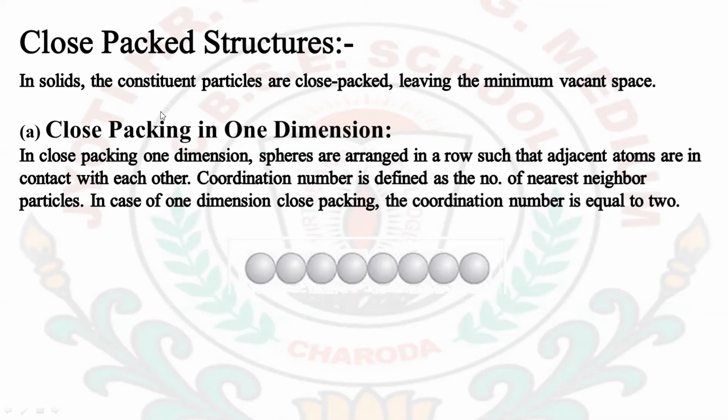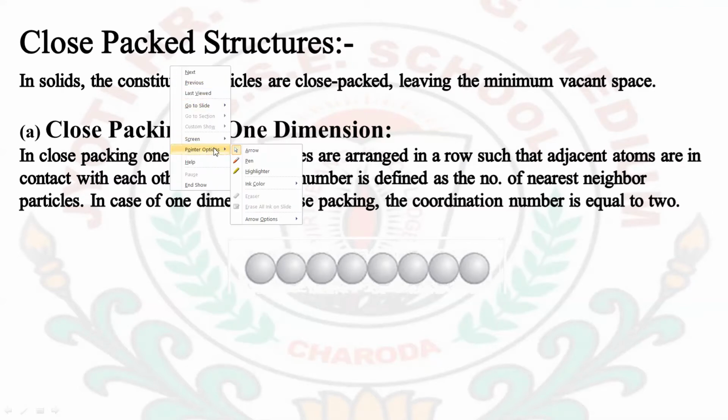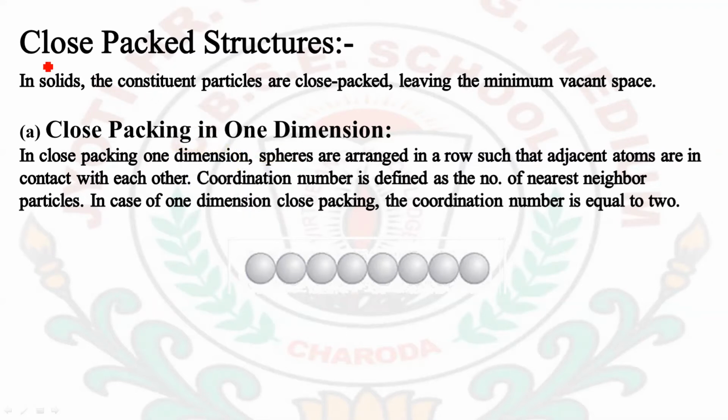Let's start with the close packed structure. What is close packing? We are going to study the close packed structure for crystals or solids. In solids, the constituent particles are close packed, leaving the minimum vacant space. The close packing is done in such a way that the vacant space must be minimum.